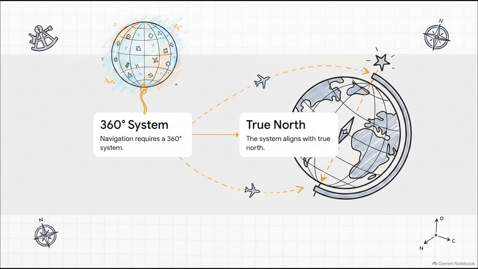But a floating sphere of numbers just isn't enough on its own, right? It actually has to be anchored to reality. And that happens by aligning the system with true north. This is exactly how the invisible grid connects back to our physical planet. By locking that 360-degree geometry perfectly to the Earth's true north, this abstract concept transforms into a highly reliable map.